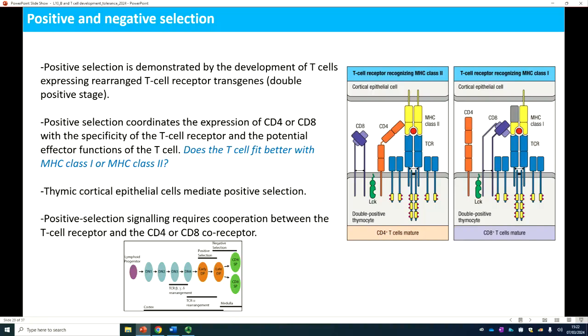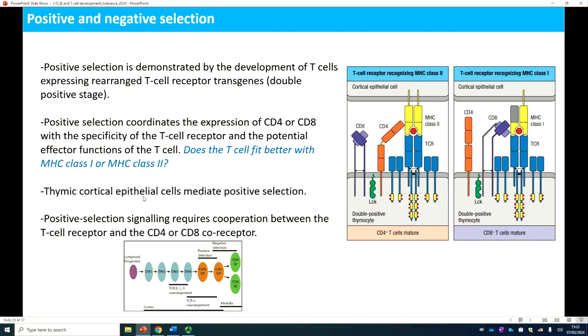Essentially what we're doing during positive selection is testing: does this cell fit better with MHC class 1? If it does, it's going to become a CD8. Or does it fit better perhaps with MHC class 2? In which case it's going to become a CD4 T cell. So we're testing to see whether a particular T-cell receptor fits better with a certain MHC, and that will dictate whether it becomes a CD4 single positive or a CD8 single positive.